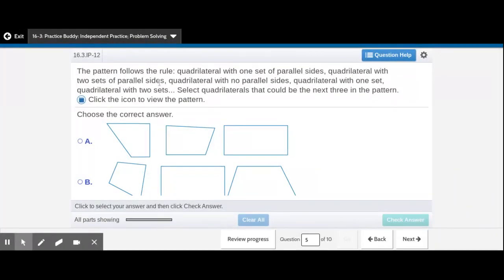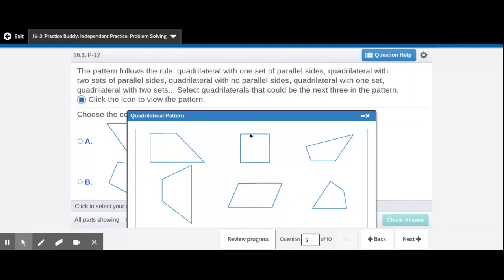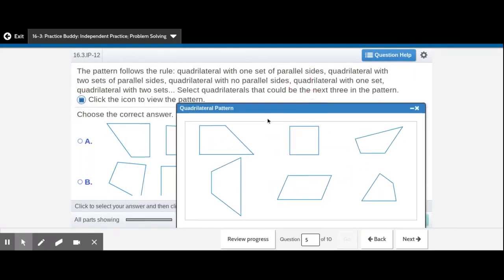Moving on. The next question says the pattern follows the rule: quadrilateral with one set of parallel sides, quadrilateral with two sets of parallel sides, quadrilateral with no parallel sides, quadrilateral with one set, quadrilateral with two sets. Select the quadrilaterals that could be in the next three patterns. Click the icon to view the pattern. So I'm assuming that it's quadrilateral with one set of parallel lines, which is this one, quadrilateral with two sets, this one, this one, this one, this one. This is one set, this is another set. Quadrilateral with no parallel sides, so there's no sides that are the same.